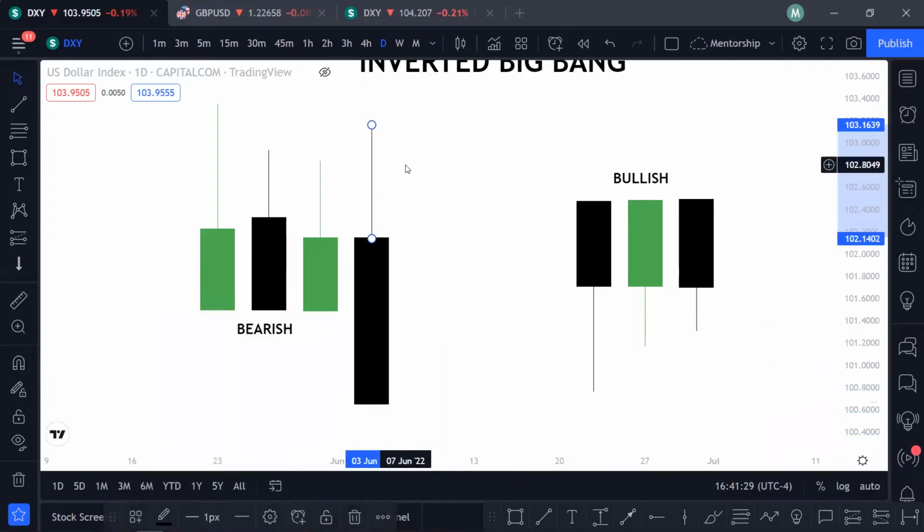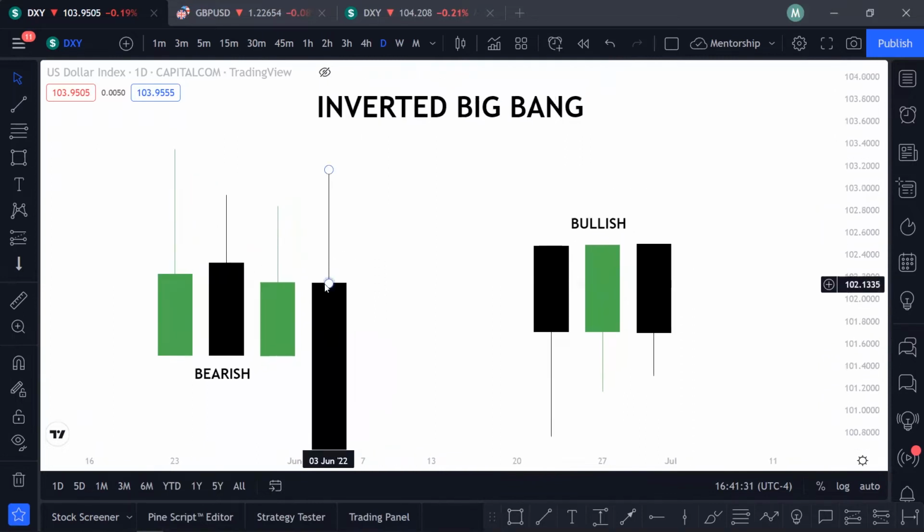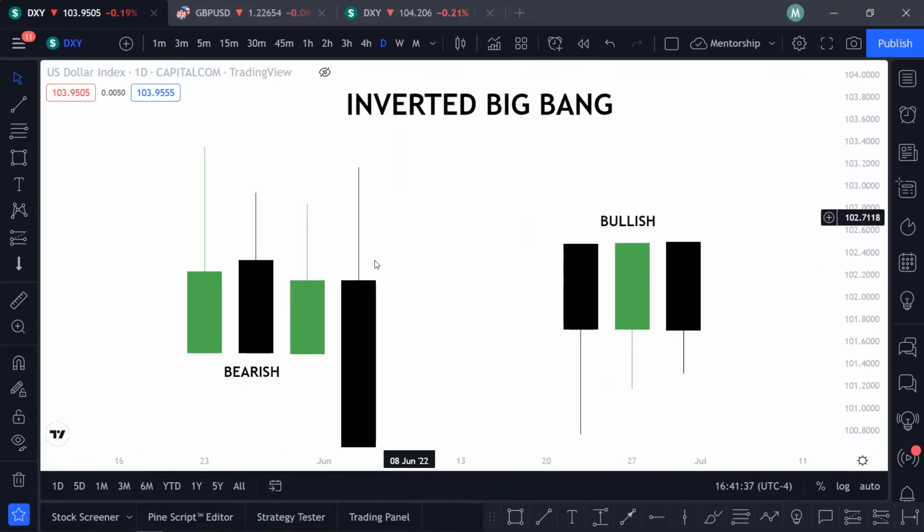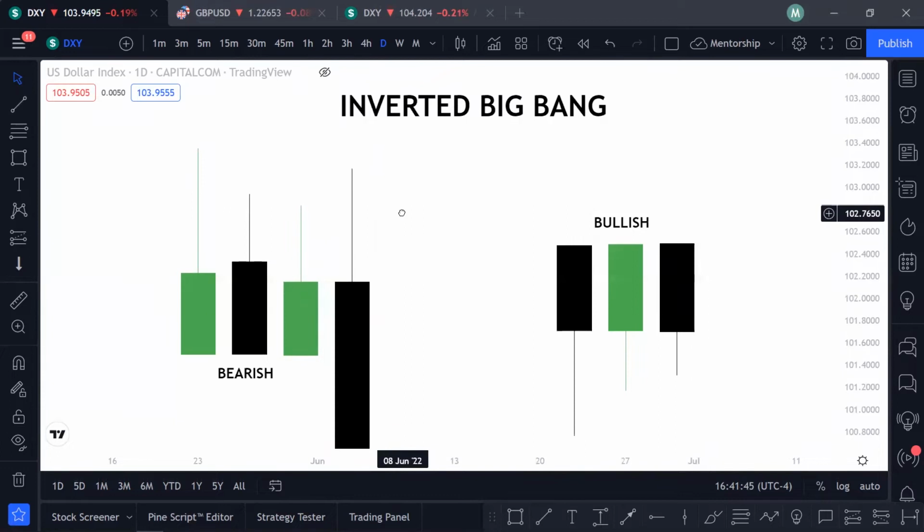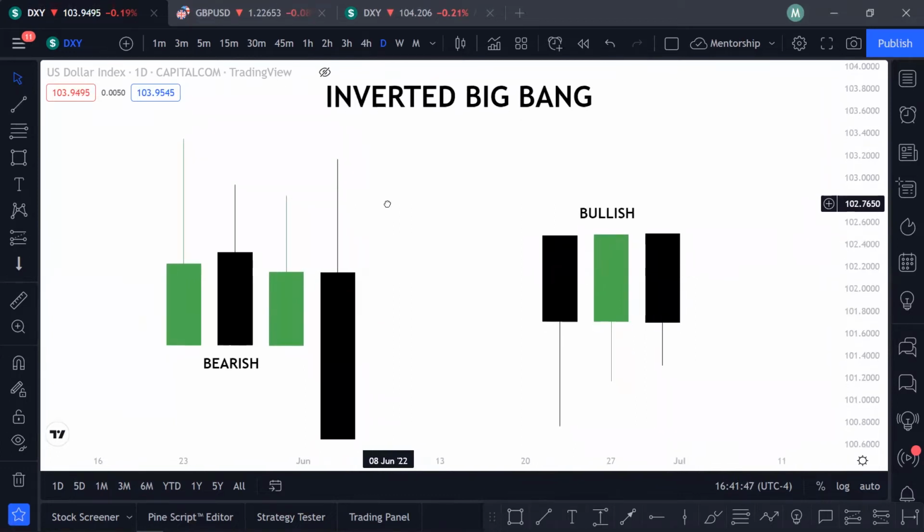Yes, it's the big bang. But Mentor, it opened here and it ran above these highs. So it was supposed to be bullish because it didn't come to this candle's low when it opened. Are you using my concepts, or you're using your own concept, or you're creating your own stuff?